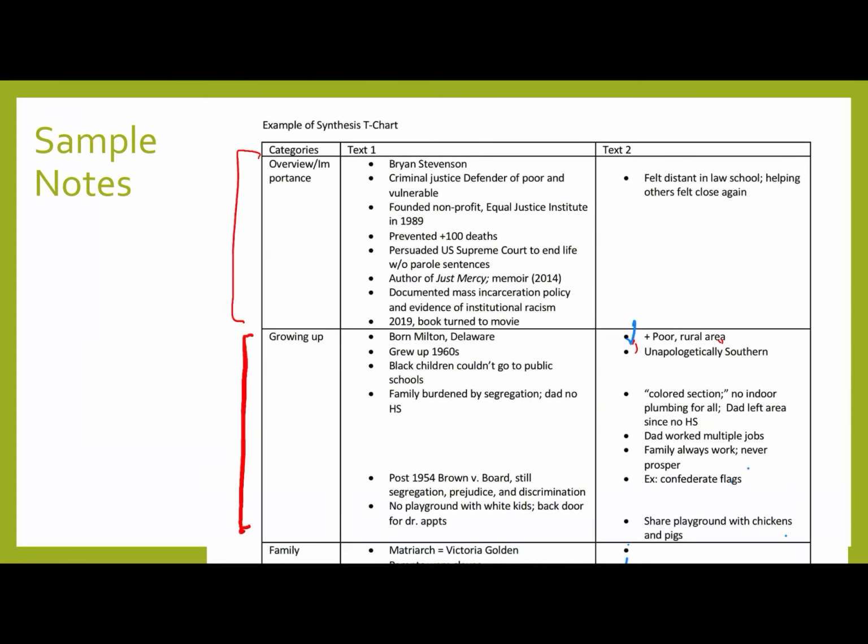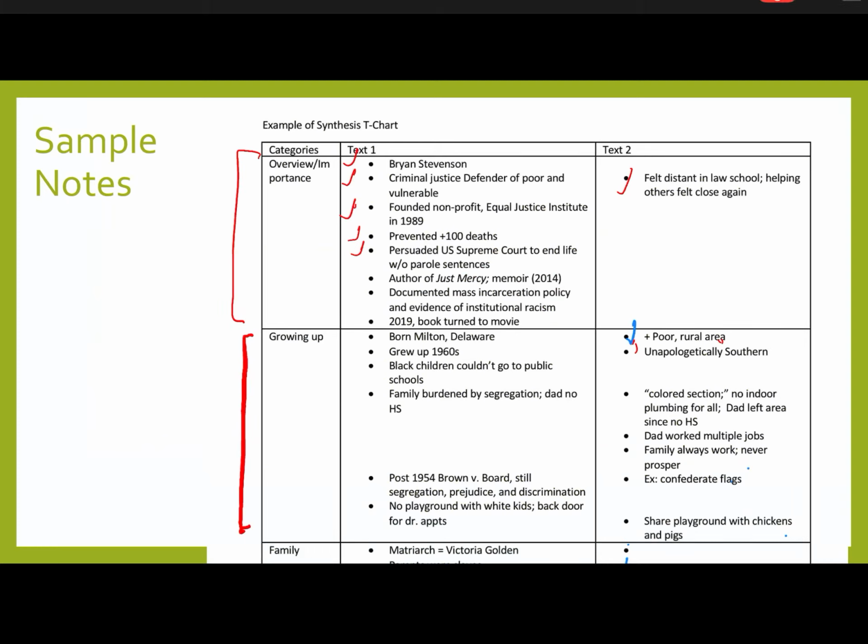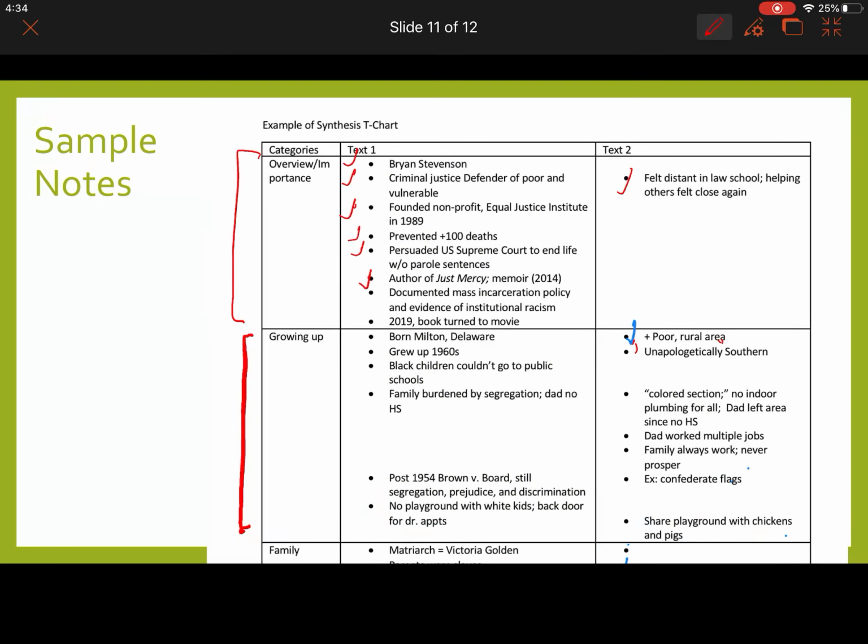So if I go back to my first column here, I talk about Bryan Stevenson, I talk about him being a defender of the poor, the distance in law school, I talk about the nonprofit, and I still spelled it wrong there. I talk about what the nonprofit has done, and then do I talk about Just Mercy? Did I forget about that part? Okay, I talk about the memoir, but I didn't name it, so I might go back and double check that. I'm talking about the mass incarceration one. Okay, so as you go through, as you're reading, just check them off. What do you cover? What do you not cover? What do you remember? I decided that 1989 wasn't really important, so I didn't write about it.